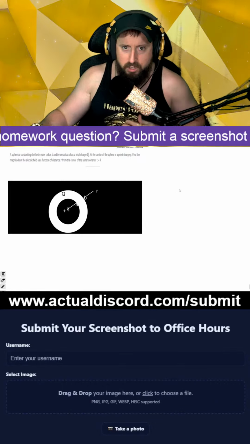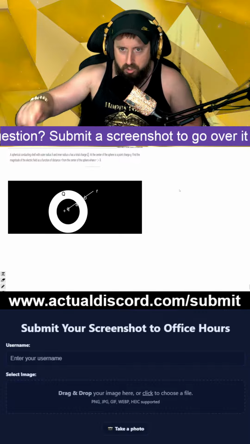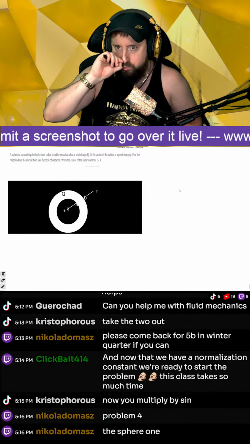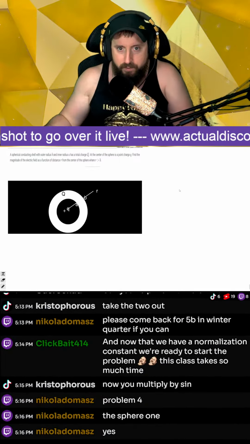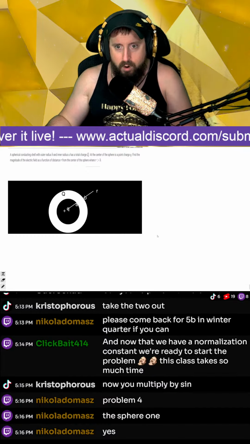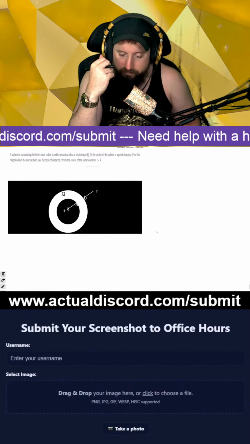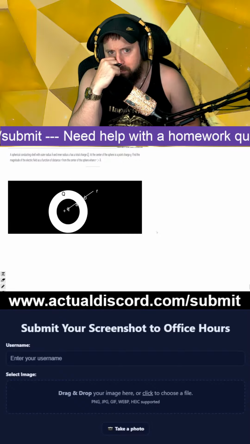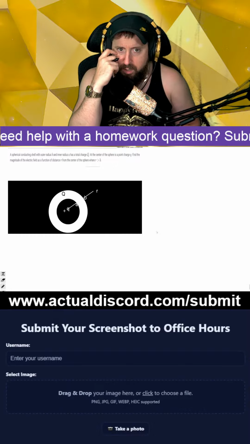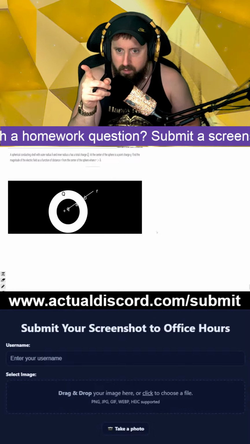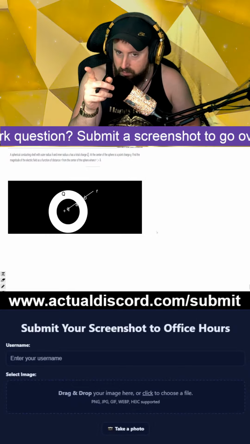A spherical conducting shell with outer radius B and inner radius A has a total charge Q. At the center of the sphere is a point charge positive Q. Find the electric field as a function of the distance from the center where R is greater than B. Okay, that's not too bad. This is actually a gimme question. Where this gets harder is when R is less than B.